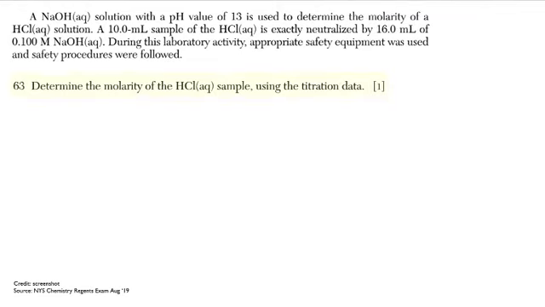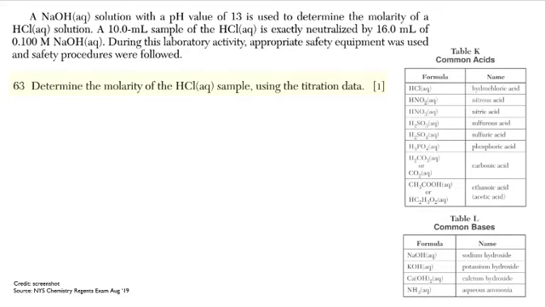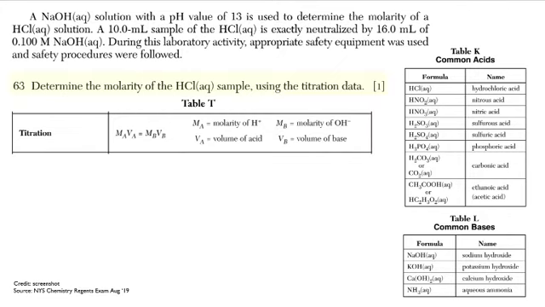Let's start by thinking about how we would determine the molarity of the HCl sample using the titration data given. So first, let's just make sure we know what our acid and our bases are, just to remind ourselves. So in Table T, we want to be able to match the molarity of the acid with the volume of the acid, the molarity of the base with the volume of the base. And so in order to set up those variables, we want to make sure we notice which is which.